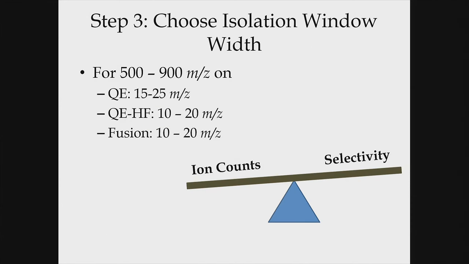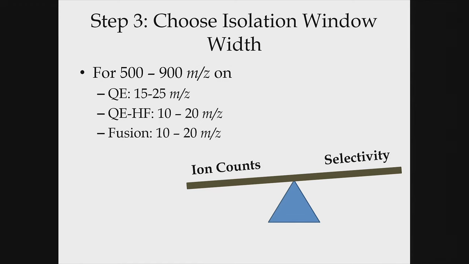So the next step then is to choose what you want your isolation window width to be. So if we're doing 500 to 900 mass to charge, as just a rule of thumb for the reasonable ranges, for the Q-Exactive, I would say you should think between 15 and 25 mass to charge. For the QEHF, generally I say 10 to 25, but really 20 usually. And then for the Fusion, also mostly 20. I guess you can go lower if you want. The Fusion Lumos, I would actually recommend doing 10 mass to charge wide windows.